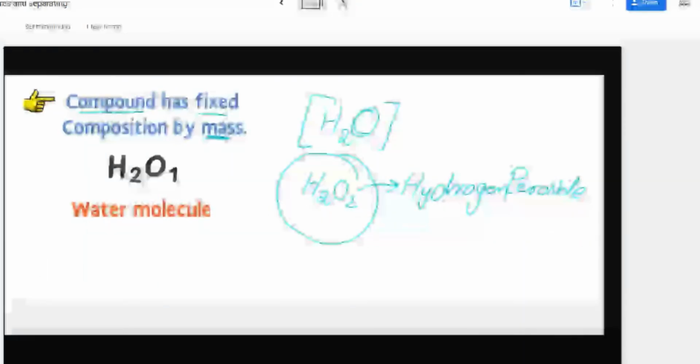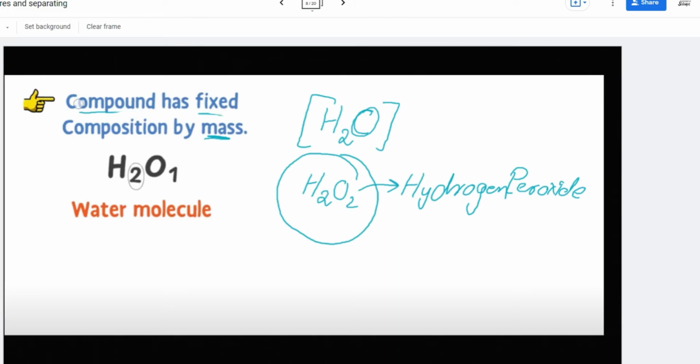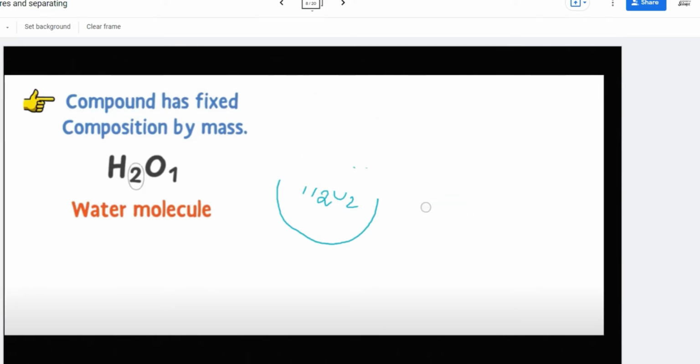So this is the other case. What does that mean? Compound has fixed composition by mass. Remember, fixed composition by mass. Let's elaborate on that. Compound has fixed composition by mass. This means that in any conditions, if I mix 2 hydrogen atoms with 1 oxygen atom, I will always create water.